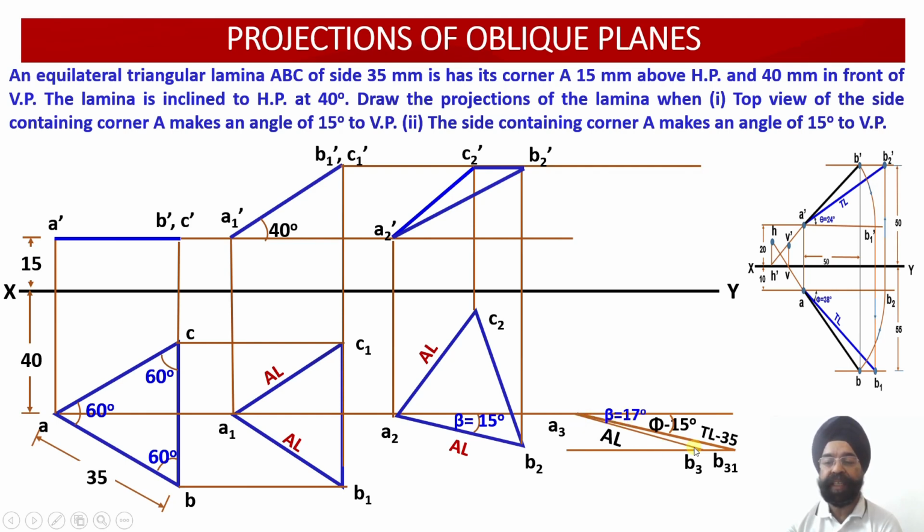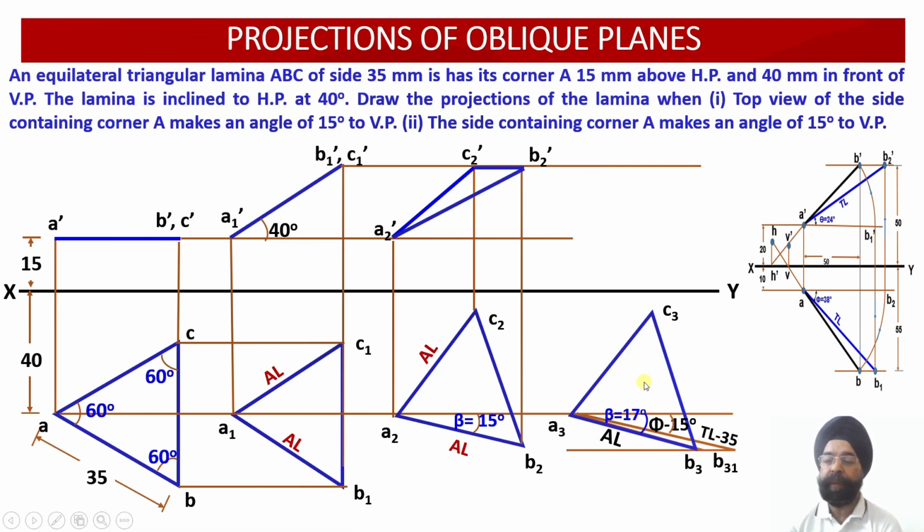Now having obtained A3 and B3, you can mark two arcs over here: the arc corresponding to A1, C1 and the arc corresponding to B1, C1. So the A1, C1 arc you can start from A3 and the B1, C1 arc you can start from B3. So two arcs we will draw and we will be able to transfer this apparent shape of the equilateral triangle onto this particular view.